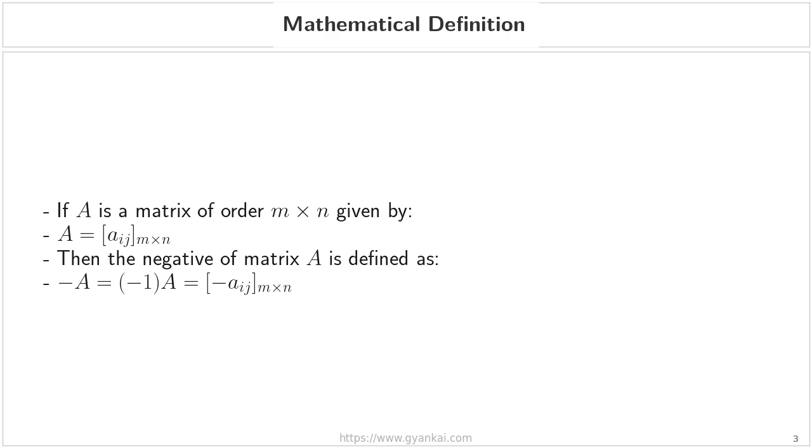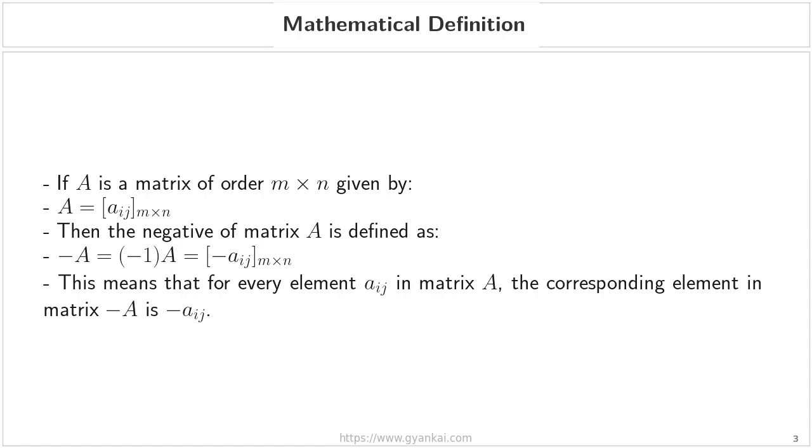This results in a new matrix of the same m by n order, where every element is now negative a sub ij. In simpler terms, this means that for every single element a sub ij found in the original matrix A, the corresponding element in the new matrix, negative A, is simply its additive inverse, or negative a sub ij. With this formal definition established, we can now move forward to the practical, step-by-step process of how to calculate this.